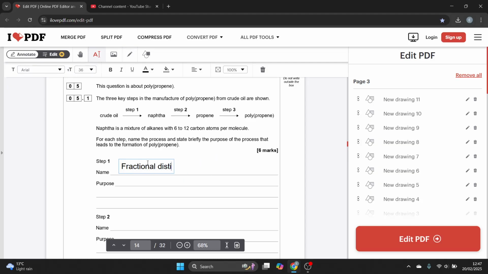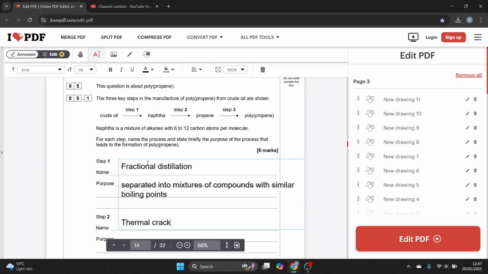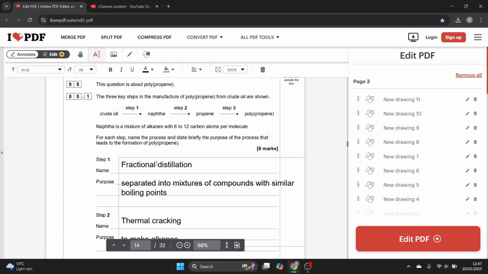Fractional distillation, separated into mixtures of compounds with similar boiling points. Step 2, name thermal cracking, to make alkenes. Perfect.